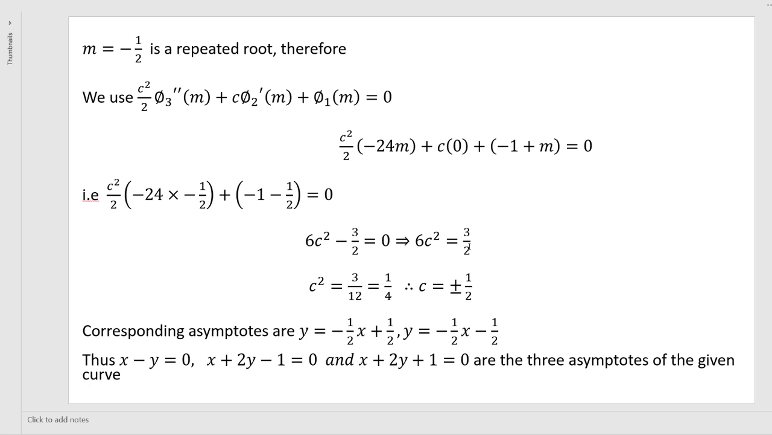C square is equal to 3 by 12, so C is equal to plus or minus 1 by 2. That is, this is 1 by 4. Therefore, the square root of 1 by 4 is plus or minus 1 by 2. That is, these are the roots, plus or minus 1 by 2.